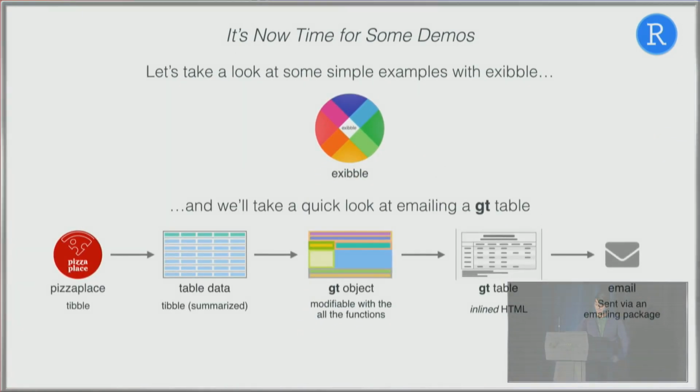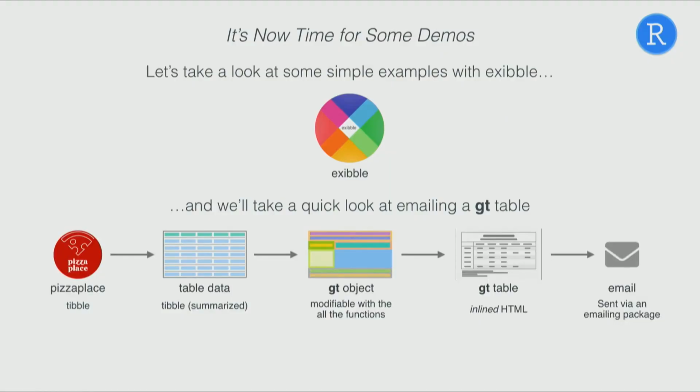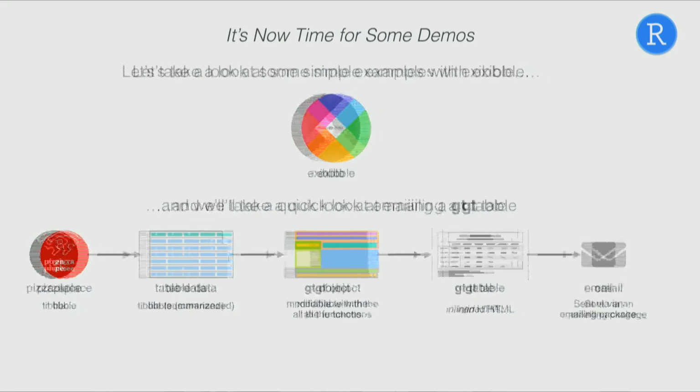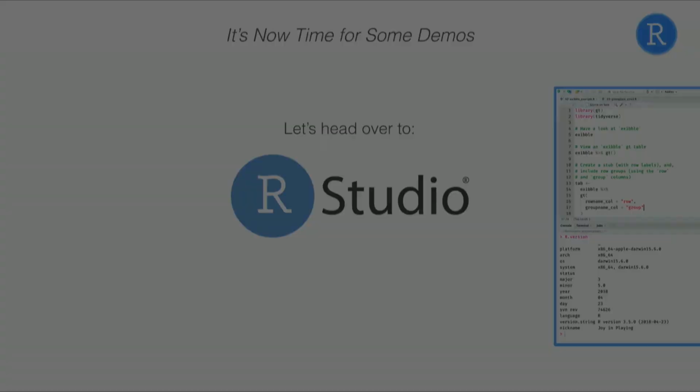And we'll use the pizzaplace dataset. We're going to summarize that a bit because it's a huge dataset of 50,000 rows. Take that, use a bunch of functions on it, and get inline HTML. This is the secret sauce you need to send an email. We need to have the chunk of HTML to send it out. So let's head on over to RStudio, which I have here. One sec.